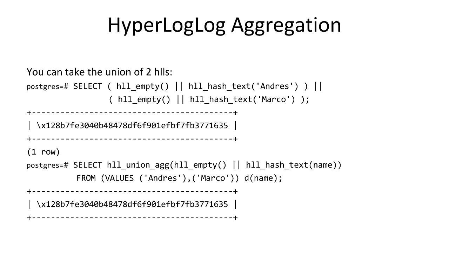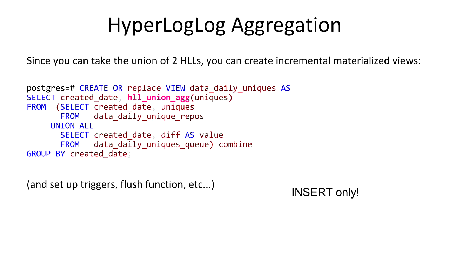Okay, so this one is 2 rows, and we're taking the union of the HLL for each row, and again, we get the same result, which is very useful, because since you can take the union of 2 materialized views, it's like adding 2 values. We can do the trick we had before.